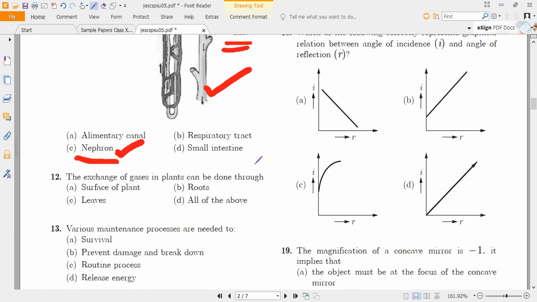Next, the exchange of gases in plants can be done through what? All of the above: roots, leaves, all of the above. Even I have taught you the examples, everything. Surface of plants, roots and leaves. Surface of plants, what is that name called as?